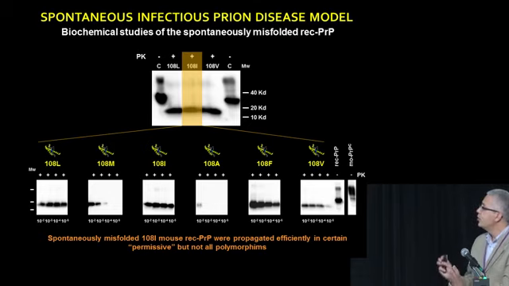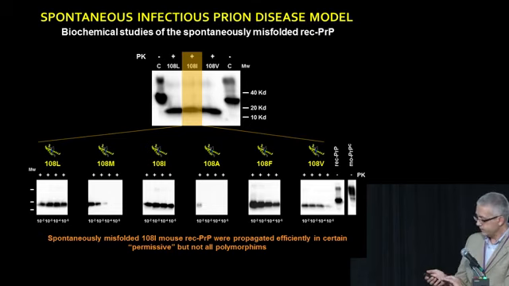We observed that not all of the substrates were able to propagate this misfolding. The wild type was very efficient, of course, being the same substrate that was used to create it, and also others, like these six substrates, were able to propagate the misfolding. So this spontaneous misfolded recombinant PrP propagated efficiently in certain permissive, but not all, polymorphisms.